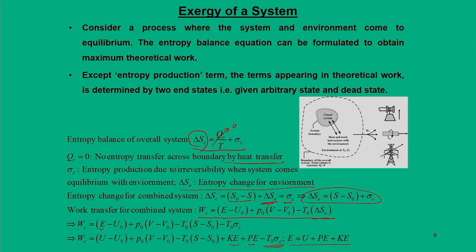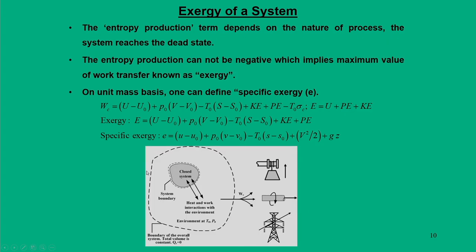So, you can see in this particular expression that this is the work that we are going to extract from this closed system, but since sigma_C is always a positive quantity, this particular term kills the amount of work or exergy. Okay. So, if I interpret the maximum possible work, then I must neglect this term. That means, not neglect, rather I will say that this irreversibility should be absent. So, when irreversibility is absent, you represent this W_C as exergy E.